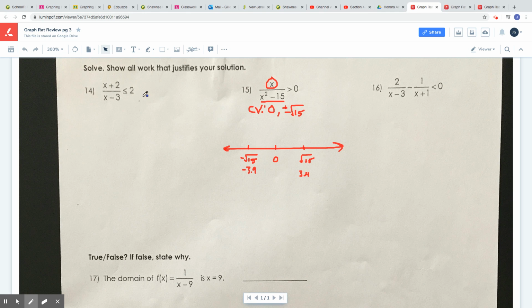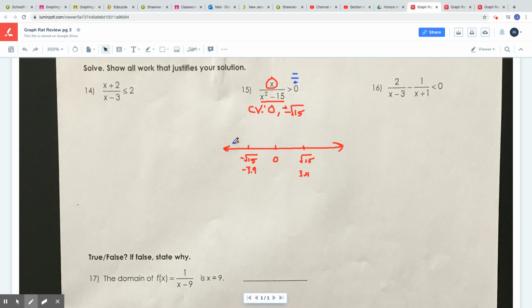So we're going to plug in and see where it's positive or negative. Let's start here. Let's just plug in negative 5, for instance. We know that's definitely there. So that's negative 5, which will give me a negative over negative 5 squared is 25. 25 minus 15 is a positive. A negative over positive is a negative. Then we want to pick something between negative 3.9 and 0. So I can just plug in negative 1.